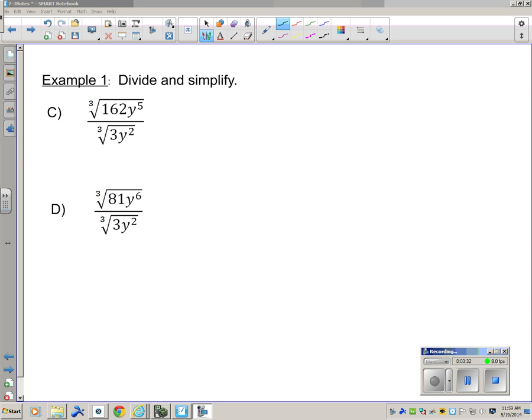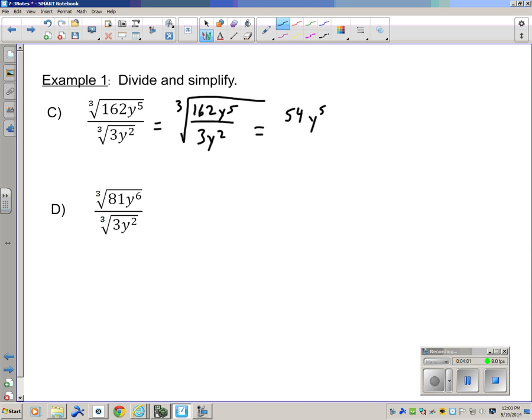So now let's go ahead and look at some cube roots. We could do the same thing. We could put it all underneath the same one, 162y to the fifth divided by 3y to the second. And we could go ahead and combine these right now. So I could take 162, divide by 3, and I'm going to get 54. And then I could take y to the fifth divided by y squared. Remember, that's the same thing as 5 minus 2, which gives us y to the third.